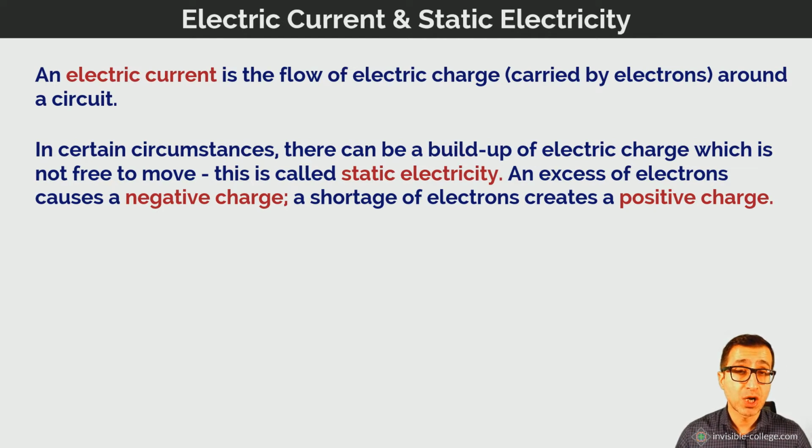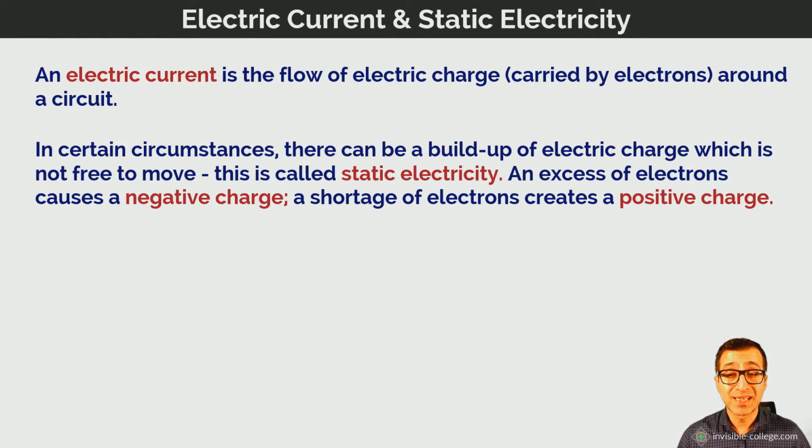But if an electrical charge builds up on an object and that electrical charge isn't going anywhere, then you have a static charge, static electricity building up on an object. So if you have an excess of electrons, if you have lots of electrons building up on an object, then you have an excess of negative charge, and so you have a negative static charge. But if you take away electrons from an object, then you have more protons than you have electrons, and therefore you're going to have an excess of positive charge. So you'll have a positive static charge on that object.